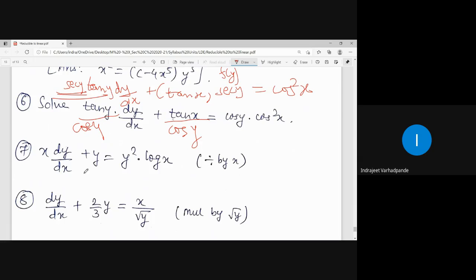7. x dy by dx plus y is equal to y square log x. What should be done first? Hint I have written: divide by x. So what will happen? It will be like this. Which form is it? Bernoulli. Why? Because some power of y is multiplied on the RHS. Clear? Yes, sir.